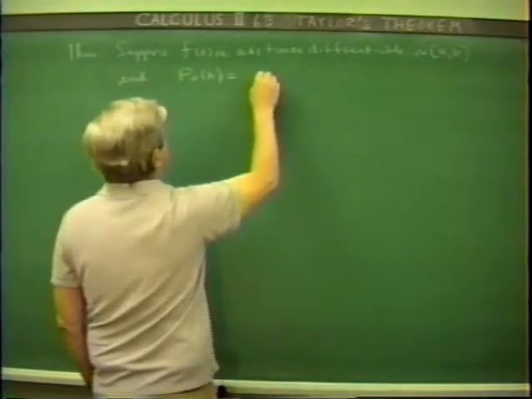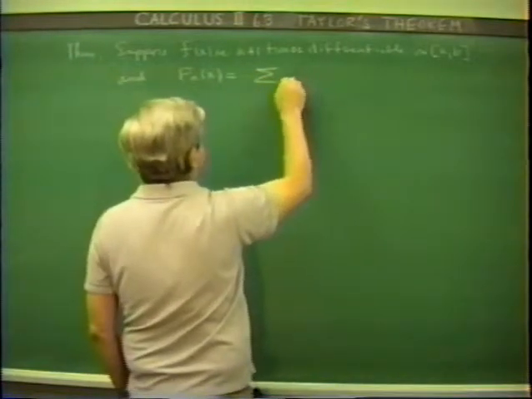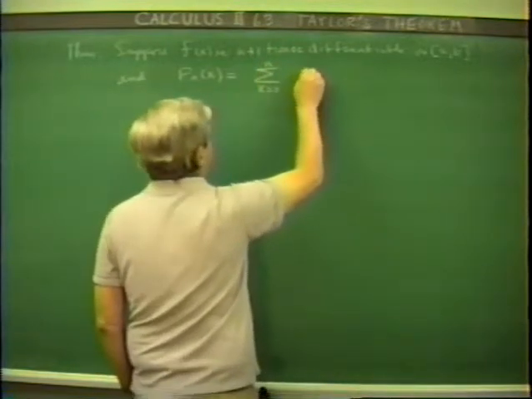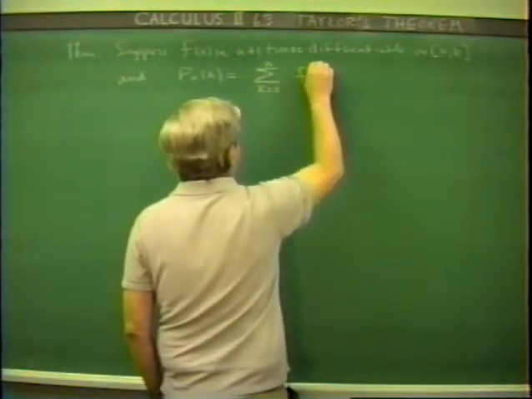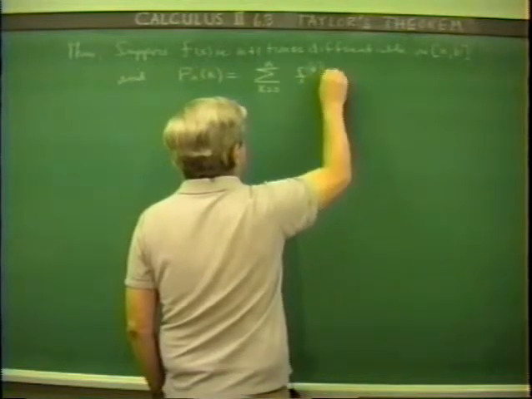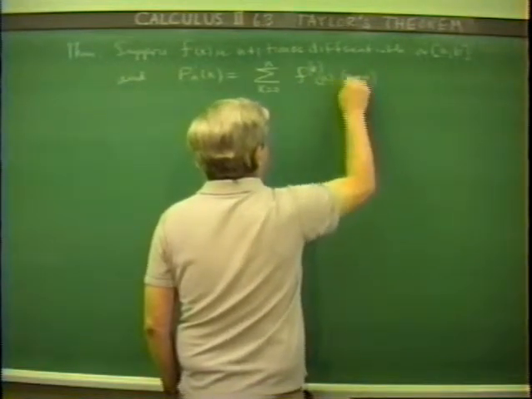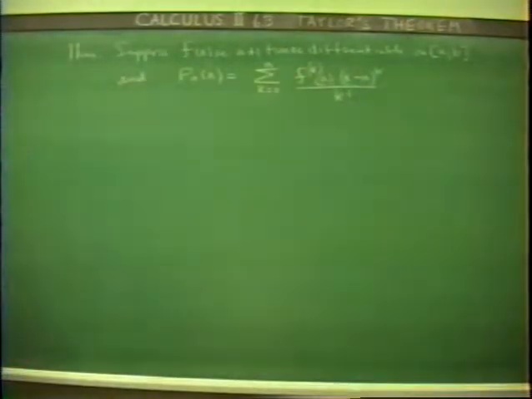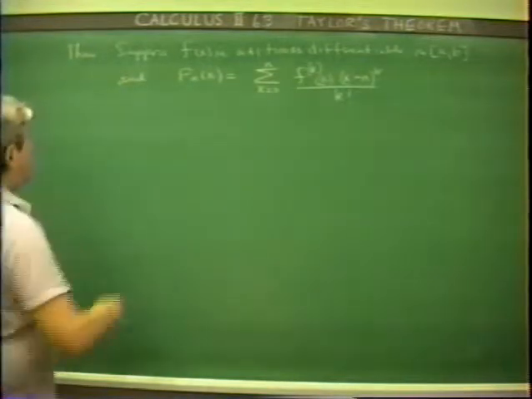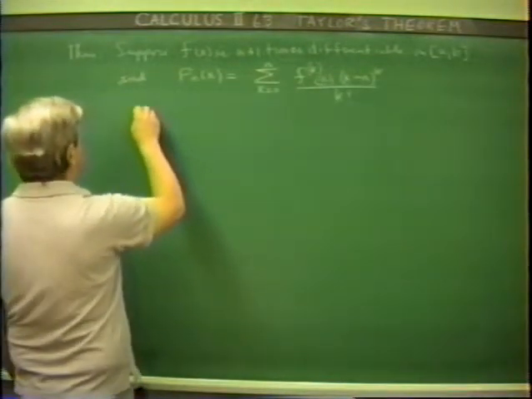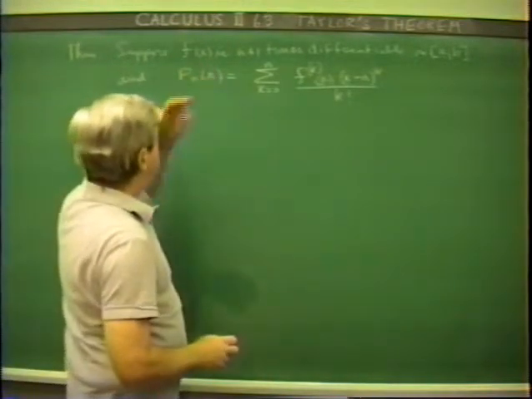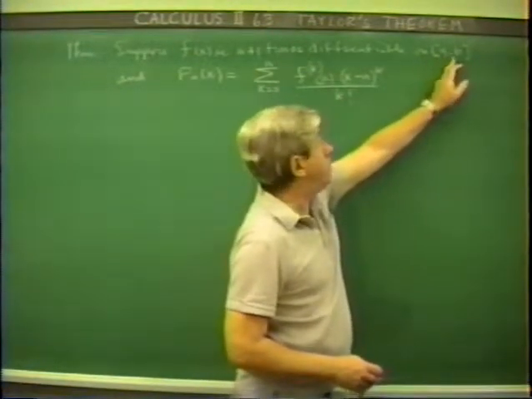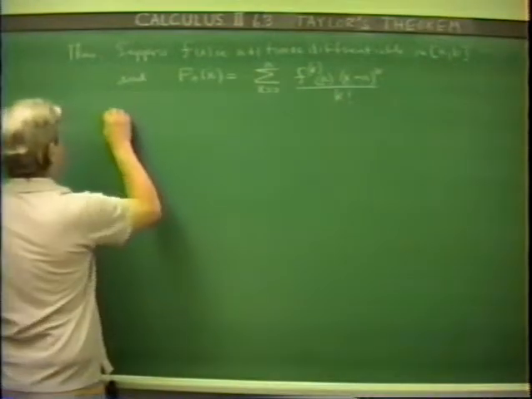Pn of x is equal to the summation k equals 0 to n. This is the Taylor polynomial. F, the kth derivative at a, times x minus a to the k power over k factorial. Then the question is, if this is the Taylor polynomial about a, then how good is the approximation at b? Like I say, we're going to the right here, but you can just as easily go to the left.